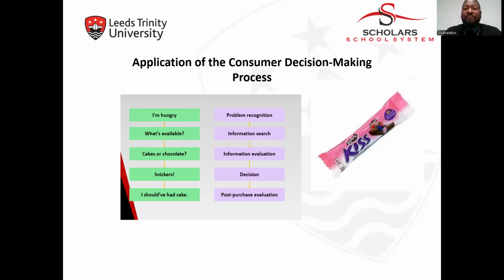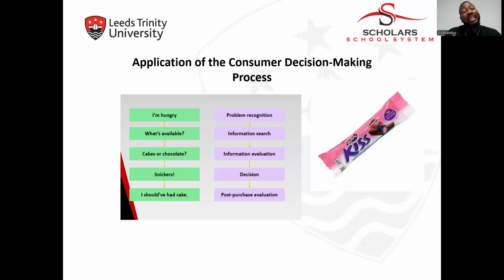And then you do some alternative evaluation between which one is cheaper. Is it cake? Is it chocolate? And then you make a final decision by going with Snickers, which is a chocolate. Then you have a post-purchase evaluation, which is called buyer's remorse, or cognitive dissonance, where you think about the fact that I should have gone with cake instead of chocolate. All these are examples of the consumer decision-making process.